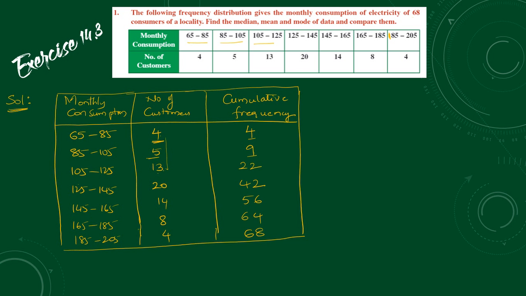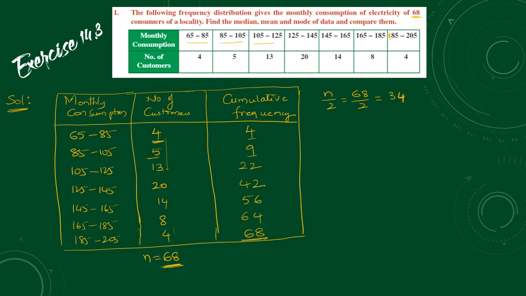In the question itself he has given that there are 68 consumers. So from this, n is equal to 68. On adding all these you got this value, so this whole sum is 68. Now we need to consider the value of n by 2. So n by 2 is equal to 68 by 2, which is nothing but 34.